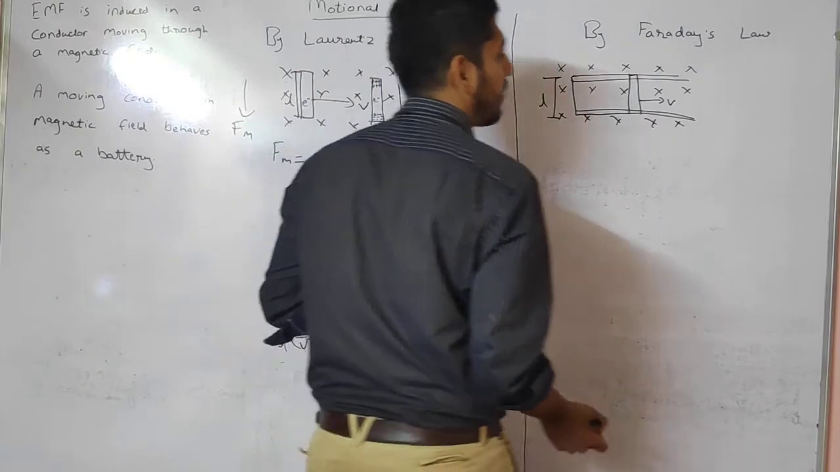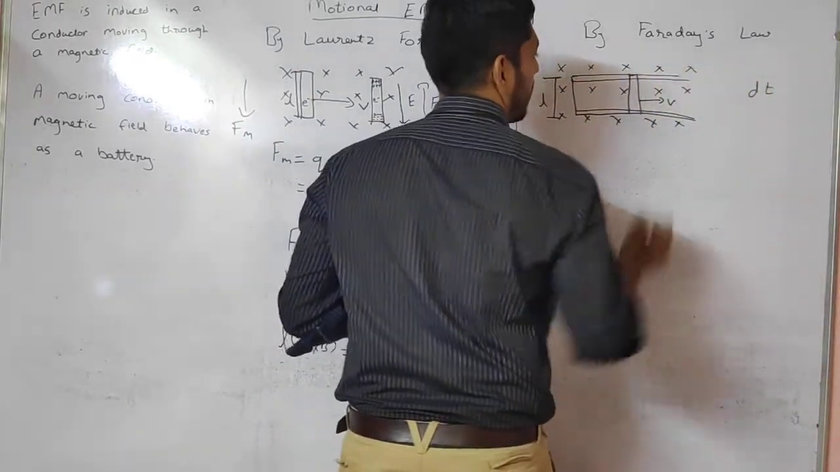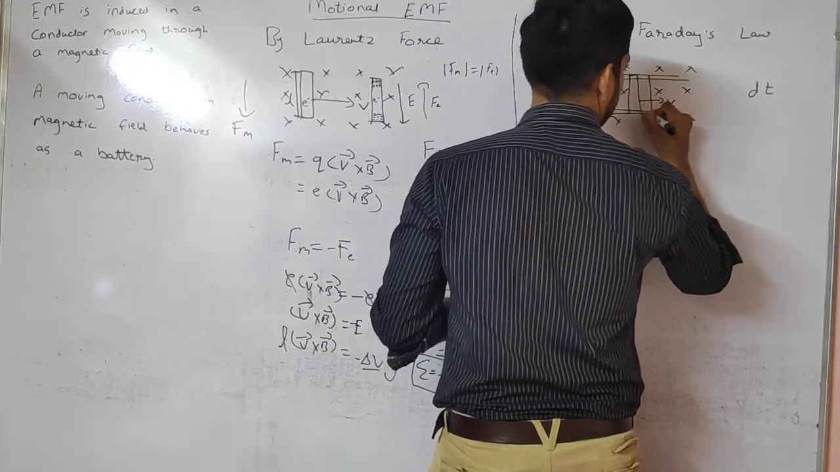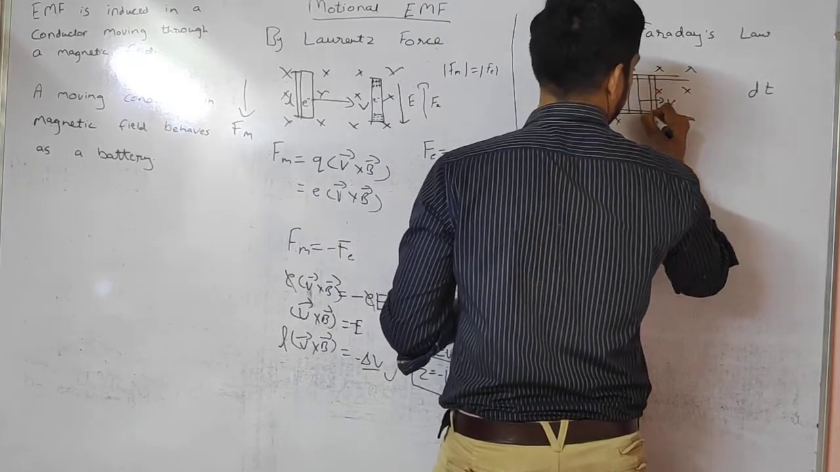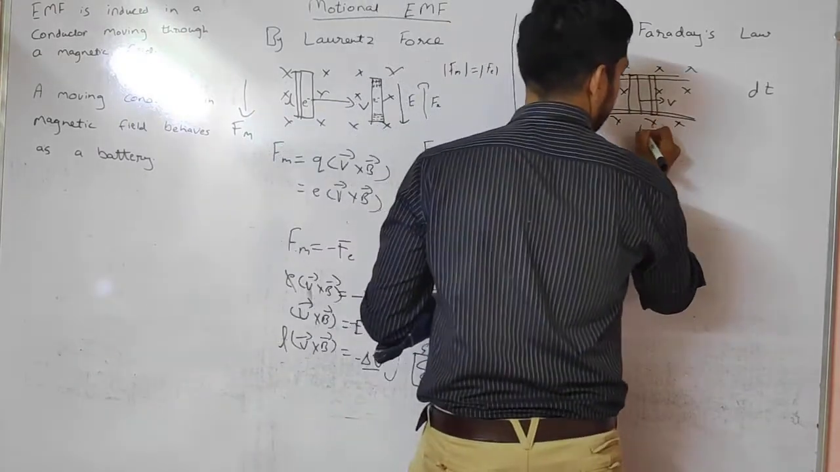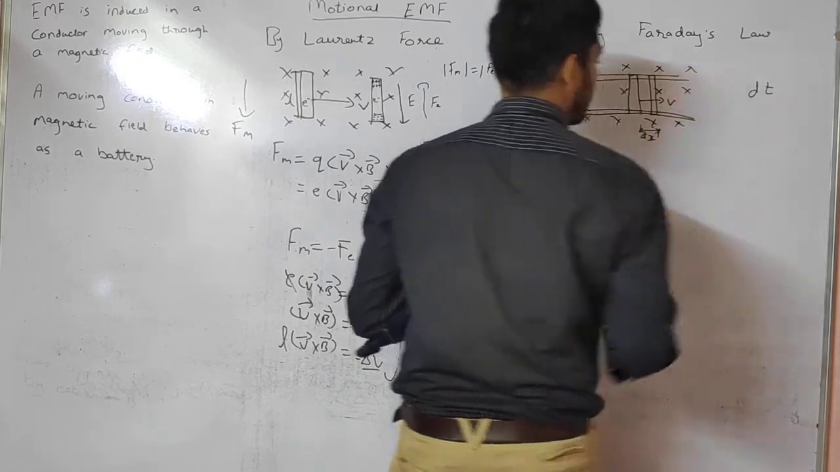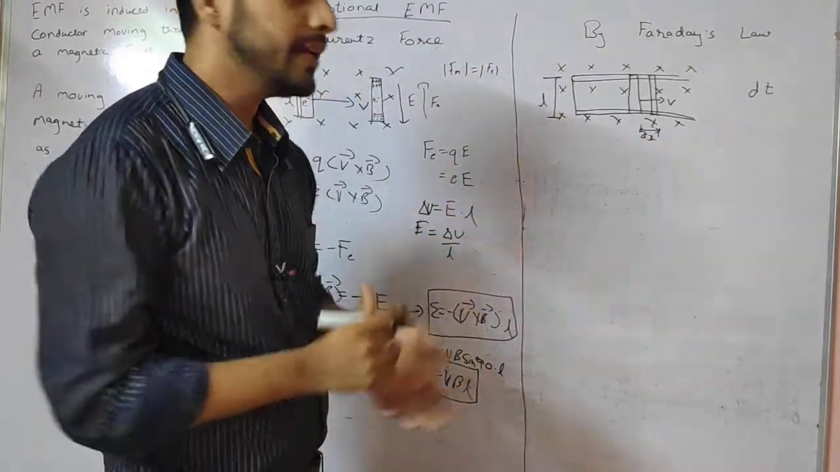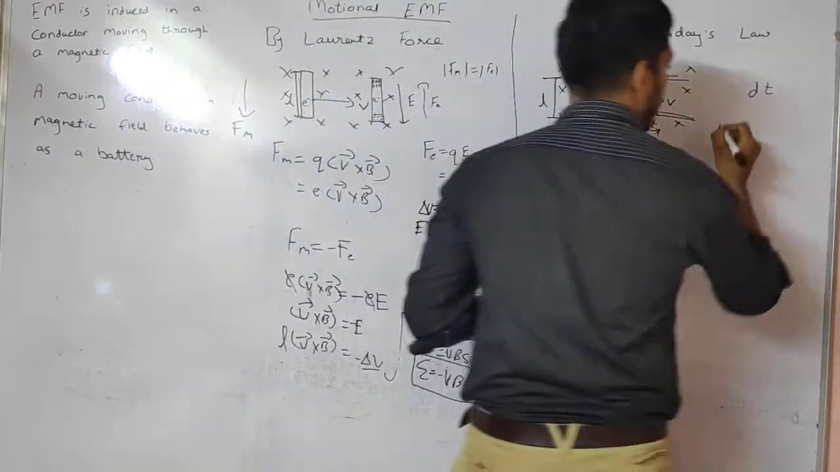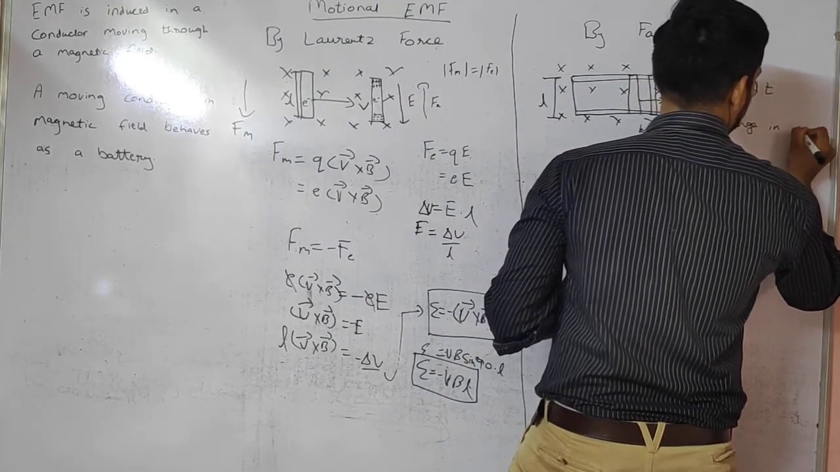Okay, so after some time, suppose after some time dt, what will happen? The frame will reach this position. So what will be the distance? It will cover the distance dx in time dt. So if I write, what is the change in area?